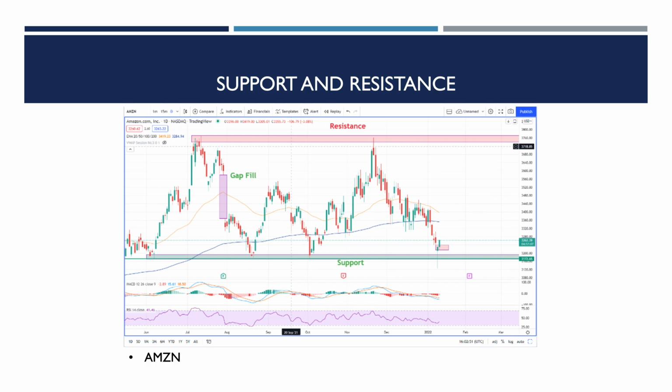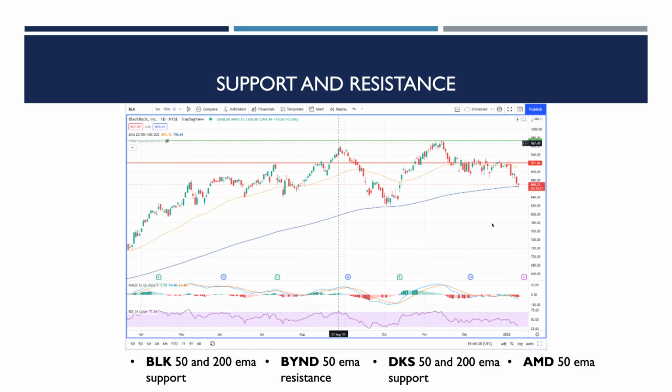Right, now let's go into a different type of resistance and a different type of support. What we're going to look at and talk about is the 50 and 200 EMA. EMA is the exponential moving average. So, what the stock is doing on a 200-day time frame or a 50-day time frame. If it's going up, it looks good. If it's going down, that means it's going down.